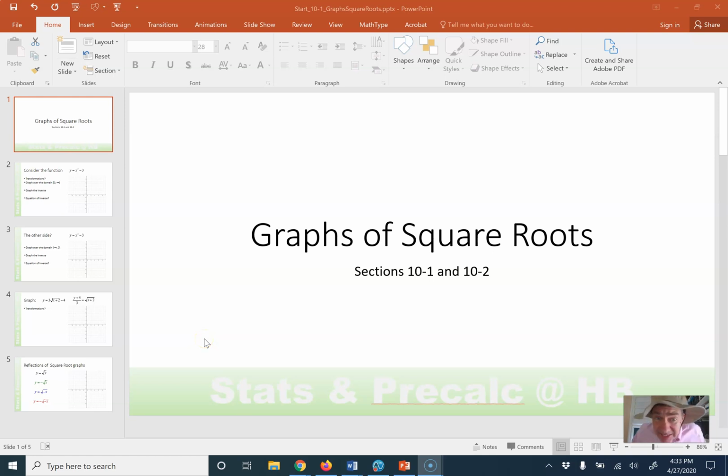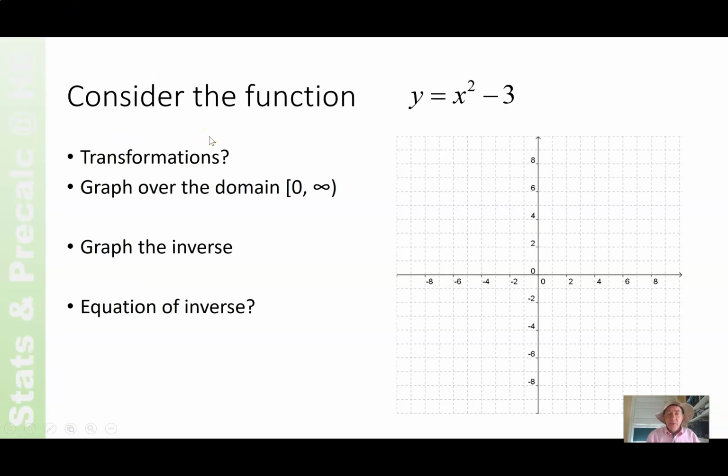Hello again, Statistics and Precalculus, still on Safari looking for the graphs of square root functions, which you saw last year, but it may have been a while. Let's see if they are still around in the wild, waiting to be observed. Let's take a quick look. Graphs of square root functions.